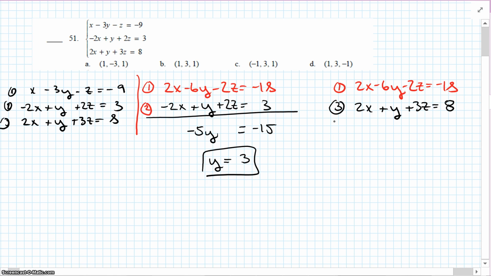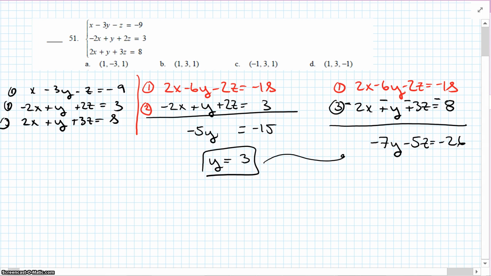So let's go ahead and eliminate over here. Let's subtract equation 3, so we've got to change the signs. So the x's are going to cancel. So I'm going to get negative 7y minus 5z equals negative 26. Well, I have a y value, so let's plug it in. So it's negative 7 times 3 minus 5z equals negative 26. So negative 7 times 3 is negative 21, minus 5z equals negative 26. I'm going to add 21 to each side, so I get negative 5z equals negative 5. So z is going to equal 1.